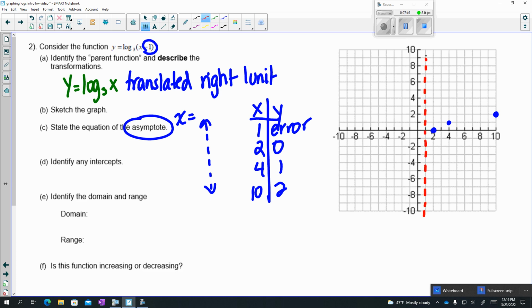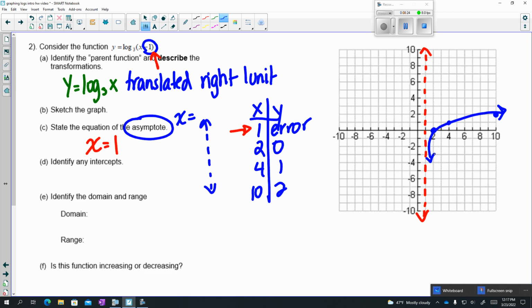So the parent function is always on the axes, but in this case, I moved right 1 because of this inside minus 1. So my equation for my asymptote is x equals 1, and I'm not going to cross over that. On the calculator side, or the cheat way, it's the first number with the error. So my asymptote is x equals 1 because that's where my error shows up. And now I can go ahead and connect my graph, adding arrows on the ends because they didn't tell me where to start or where to stop.